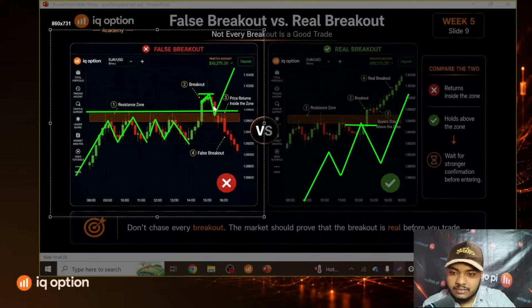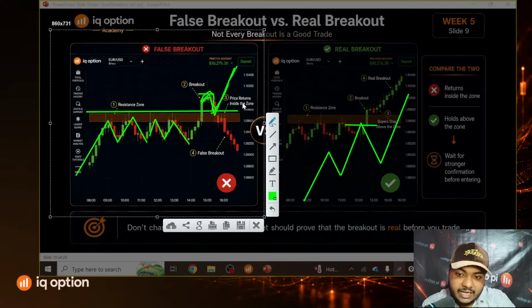what we already know in the shape of market structure is a pullback. So after the breakout, if we get a retest, and after the retest the market pushes the price in the upward direction, breaks the previously reached high level and makes a higher high, now you can confirm this one as a clear breakout.